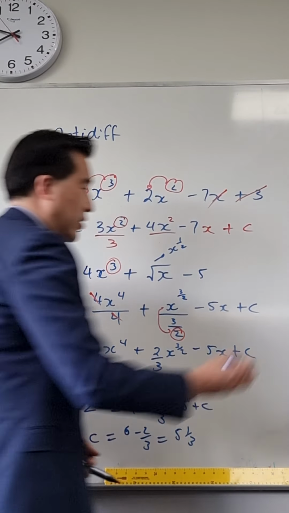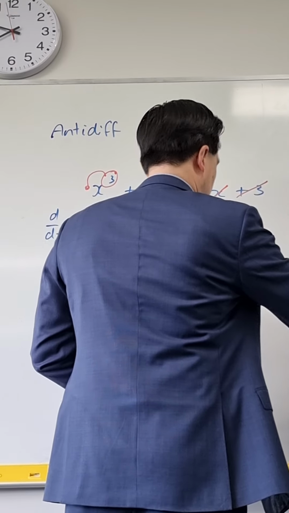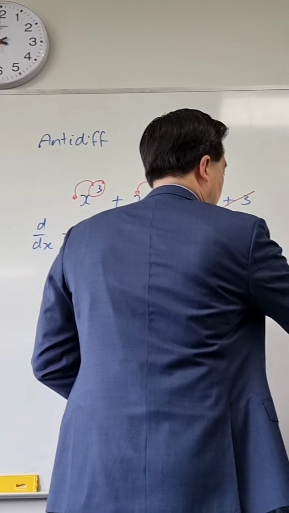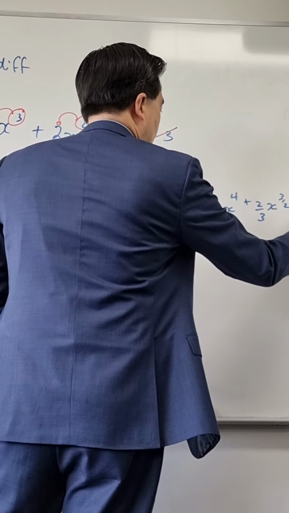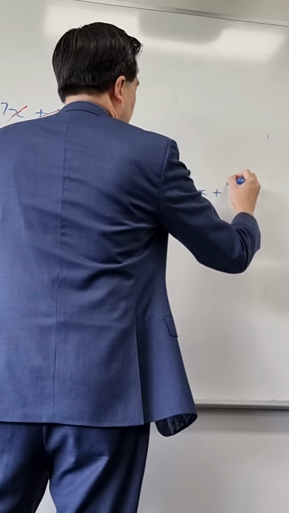Alright, so then you would write your final equation, x to the 4, plus 2 on 3, x to the 3 on 2, minus 5x, plus 16.